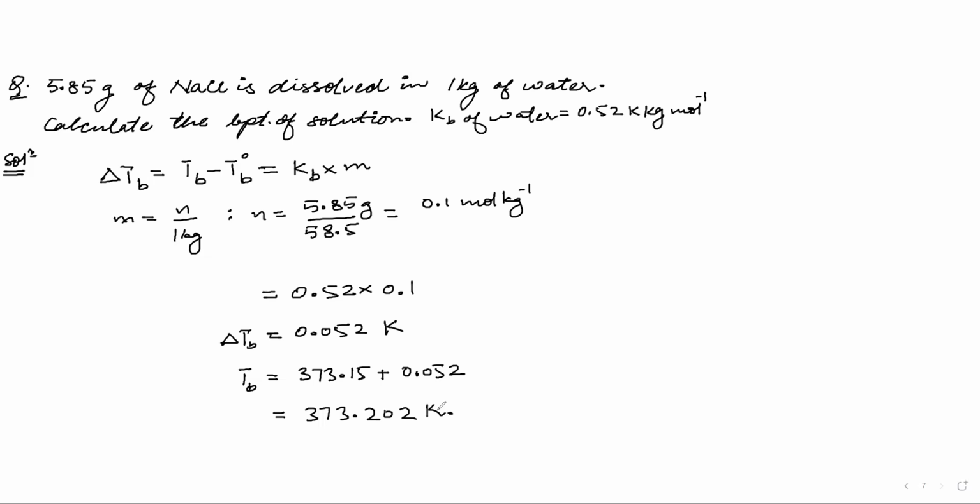Okay, fine. Now let us move on to some different type of questions in which we will play with the formula that we have here. The formula that we have here is delta TB is equal to KB into molality. Now we can write molality m is equal to number of moles of solute upon 1 kg of solvent, that is WA.